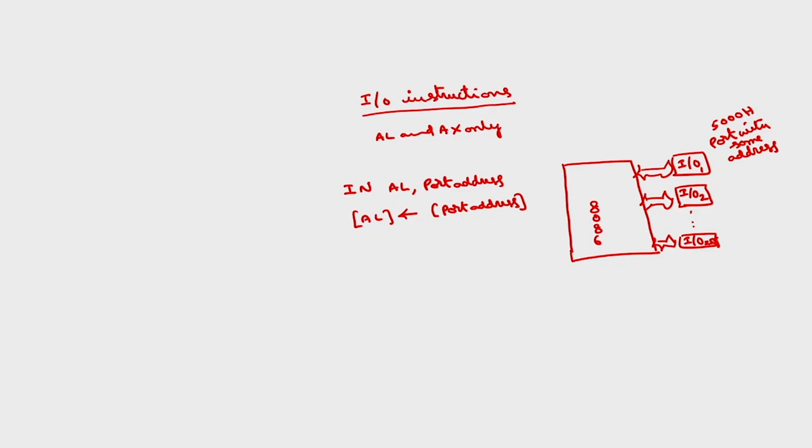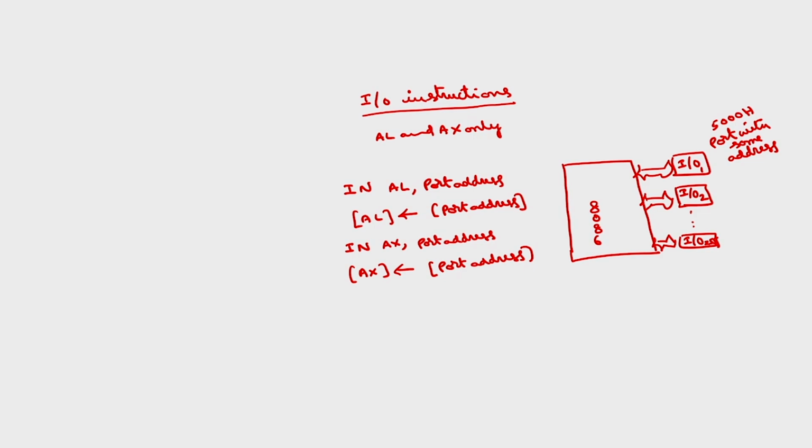Suppose the port is a 16-bit port, then I will take it onto AX. The address remains only 16-bit, but the contents of that particular port can be either 8-bit or 16-bit. If it is 8-bit, then that will be taken into AL. If it is 16-bit, this will be taken into AX. The contents of this port address. So there are two instructions.